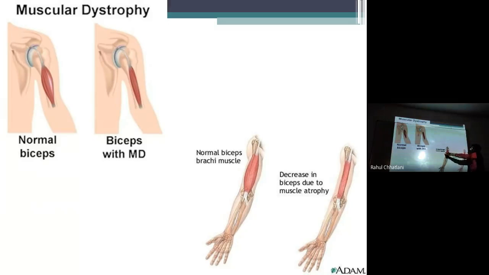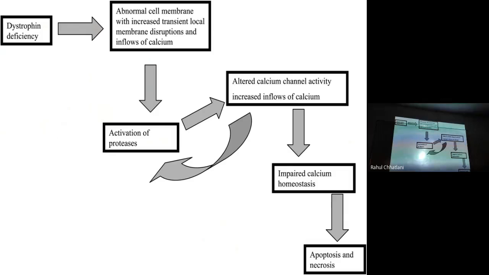Also, the normal biceps brachii muscle, the whole muscle. Due to muscle atrophy, it is just a covering over the radius bone. See the cross-sectional area, compare it, you will easily make it out. The muscle has completely diminished or atrophied, and because of this the name is muscle dystrophy or muscular dystrophy.